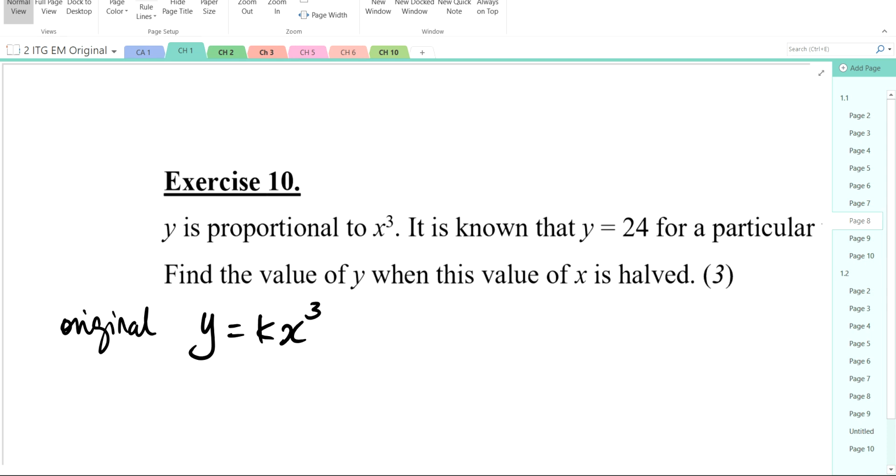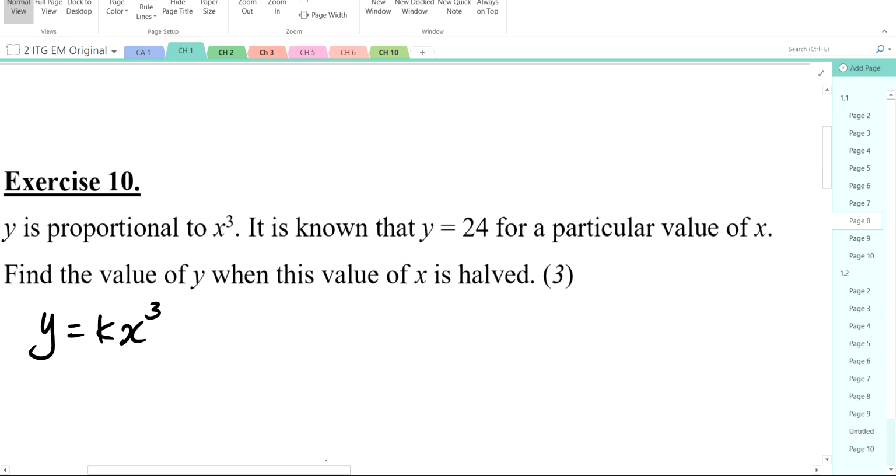y equals k times x cubed. Can? The k is constant. K doesn't change. Then they say that it is known that y equals 24 for a particular value of x. For a certain value of x, y is equal to 24.